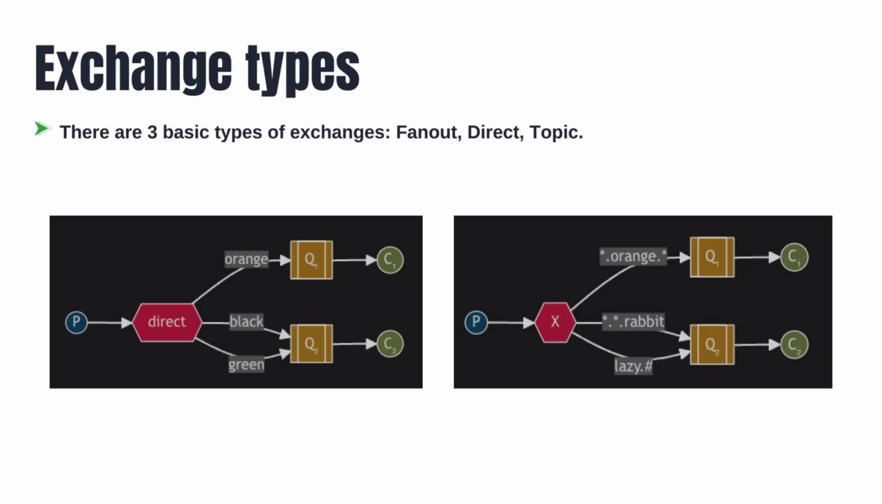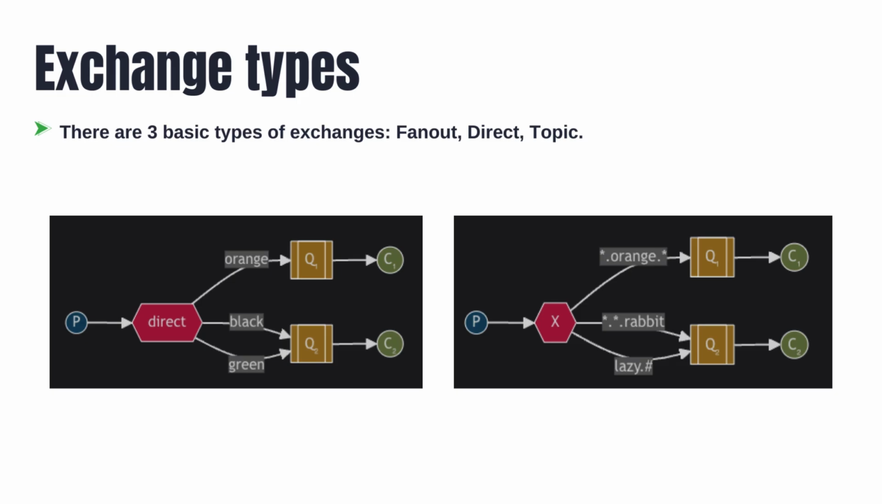Fanout exchange is the easiest one. It basically ignores the binding rules and broadcasts the message to all available queues. The direct exchange is like a sniper. It sends the message to the queue whose binding key matches the routing key of the message. The topic exchange is quite similar to the direct exchange, but the routing key of the message must be a list of words separated by dots, and the binding key of the queues must have the same pattern.